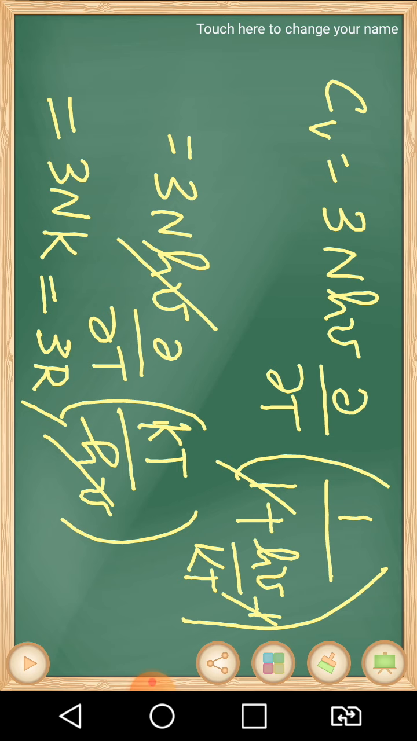Or 3R. That is at the classical range, or when temperature is high, we have proved Cv is equal to 3R from Einstein's theory also. For high temperature, Einstein's theory can be approximated to the classical law. And this is the explanation of molar heat capacity based on quantum ideas, which was put forward by Einstein.